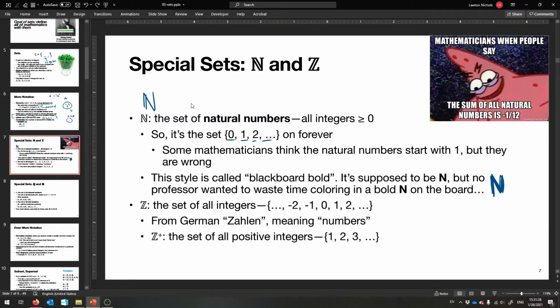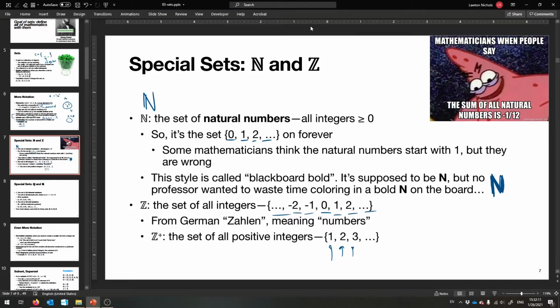So that's N, and Z is the set of all the integers. We start with N, and we can build Z from it because we just add all the negative stuff. So Z is the set 0, 1, 2, on and on that way, but also -1, -2, on and on that way to negative infinity. And you might be wondering why it's called Z. It comes from the German word Zahlen, which just means numbers. Z plus, with that little superscript of a plus, means the set of all positive integers. So plus for positive. That's starting with 1, 2, 3, getting bigger and bigger towards positive infinity.